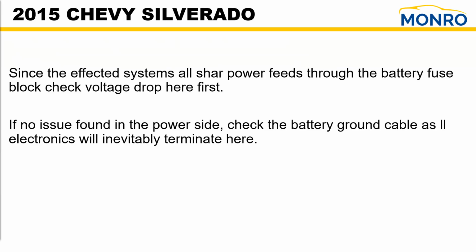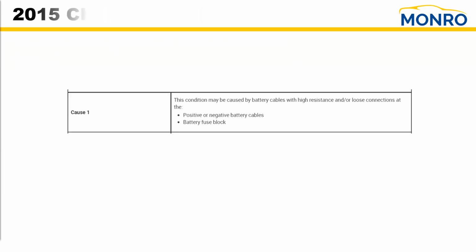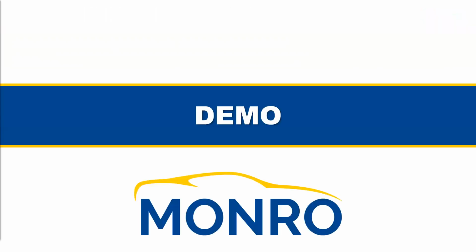And what do you think the number one cause of all those problems was? You guessed it: battery cables of high resistance or loose connection. And where they want us to check is either the positive or negative battery cable or the battery fuse block itself. So easy says easy, does easy. Let's see how easy it is to diagnose a high resistance problem using voltage drop by watching this quick demo.